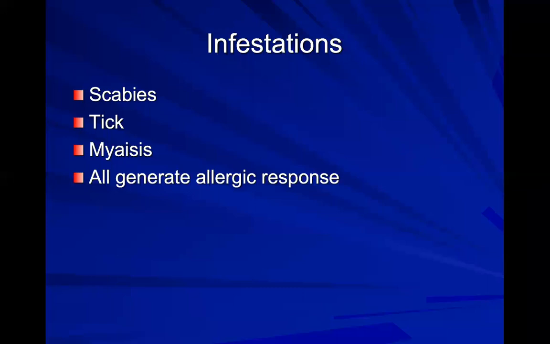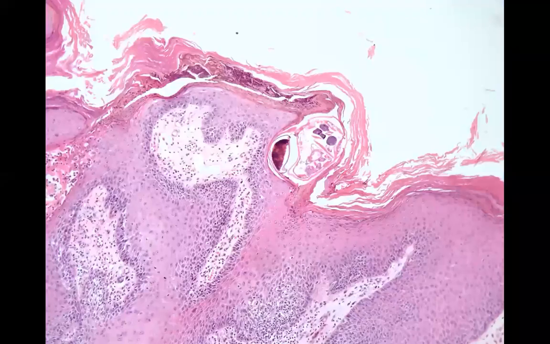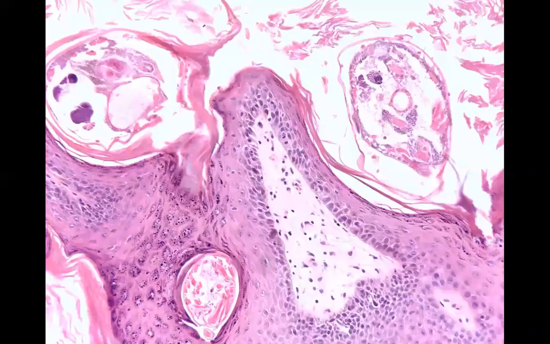Okay, infestations. So we see scabies, we see tick bites, we see myiasis a little less often. They generally give you allergic responses, so that's how we're going to see it. Here, scabies is an organism that burrows very superficially, so we'll see it up in the cornified layer. You might see the scabies mite, you might see its poop, you might see its ovum or its egg, but it will be up in the cornified layer, and then you'll have kind of an allergic response below, which is going to be lymphocytes and eosinophils, right?